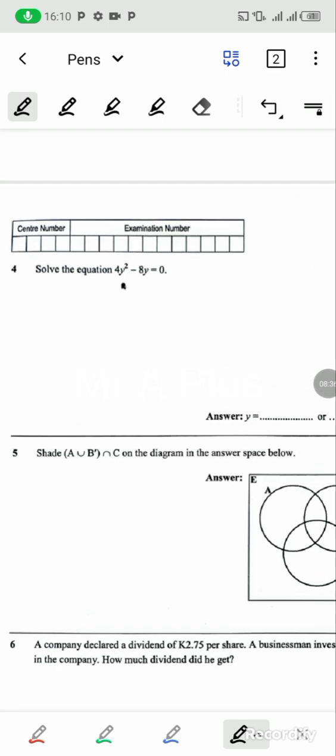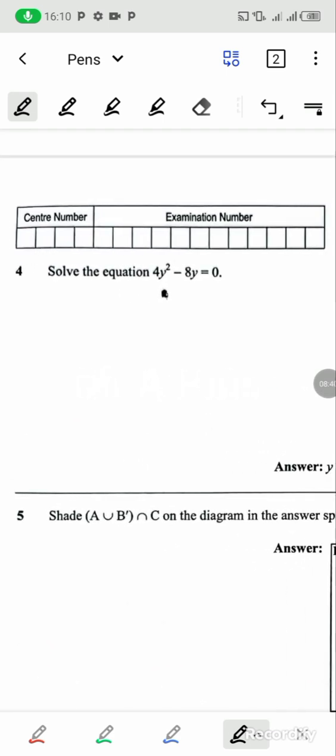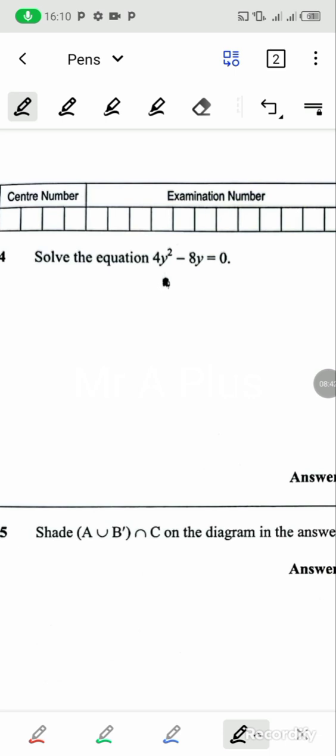So let us go to question number 4. They are telling us to solve the equation. So in other words, when they ask you to solve the equation, they are telling you to make y the subject of the formula in this case, because y is what we have as our variable. So how do we solve this particular equation?